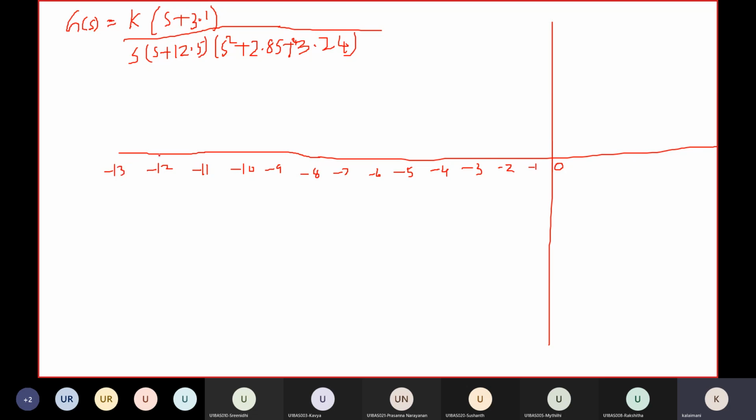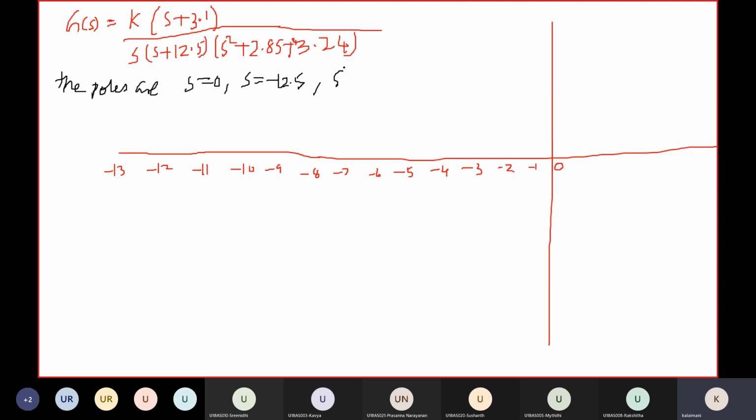So if I am setting my numerator equal to 0, we will get the zeros. If I am setting the denominator equal to 0, I will get the poles. Therefore the poles are: one is s equal to 0, then s plus 12.5 equal to 0, then we'll get s equal to minus 12.5, then s square plus 2s plus 3.24.